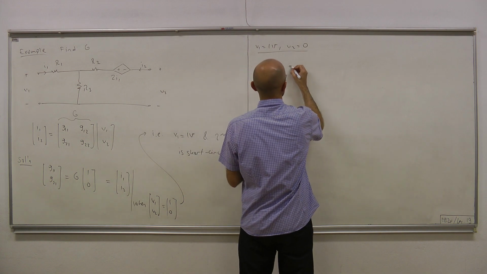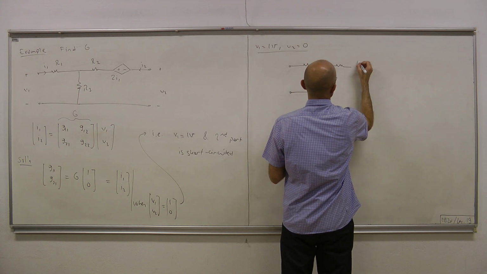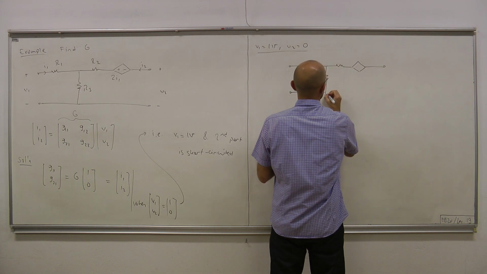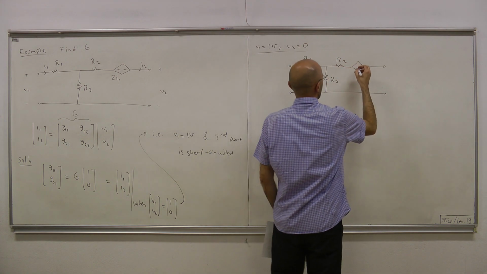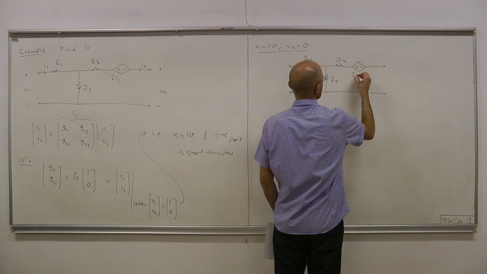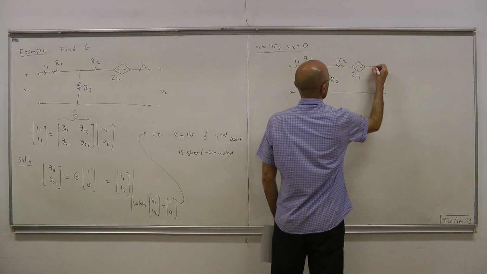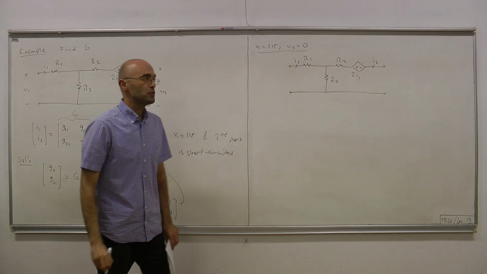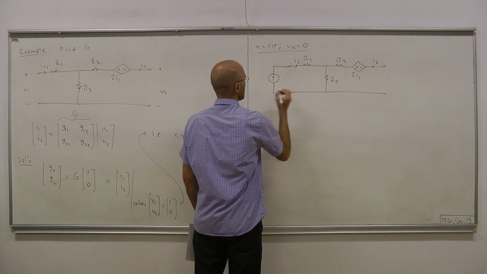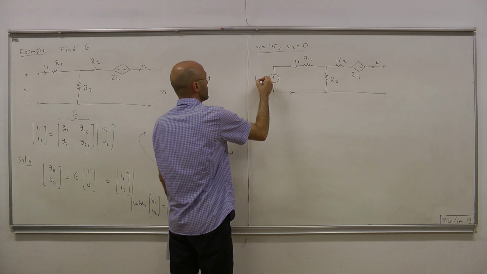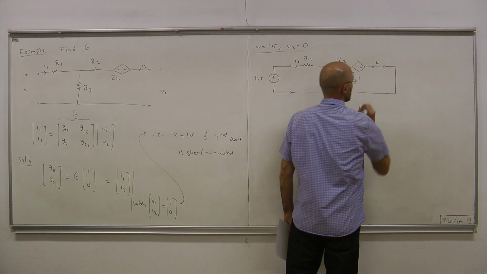So let me quickly redraw the circuit. This is our first port. This is our second port, R1, R3, R2, plus minus 2I1. So this is I1, and this is I2. What we're doing is, V1 is 1 volt, so we're connecting a 1 volt test source. And V2 equals 0. That means we're short circuiting the second port.